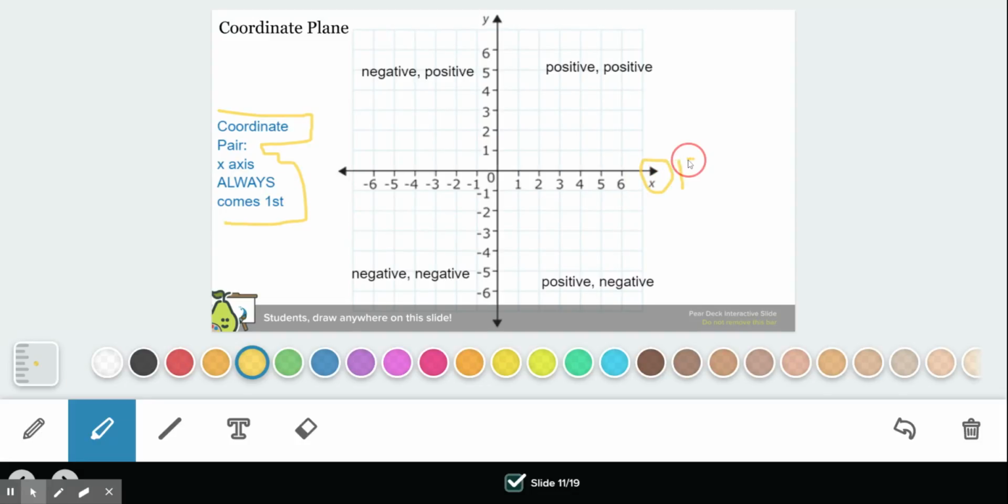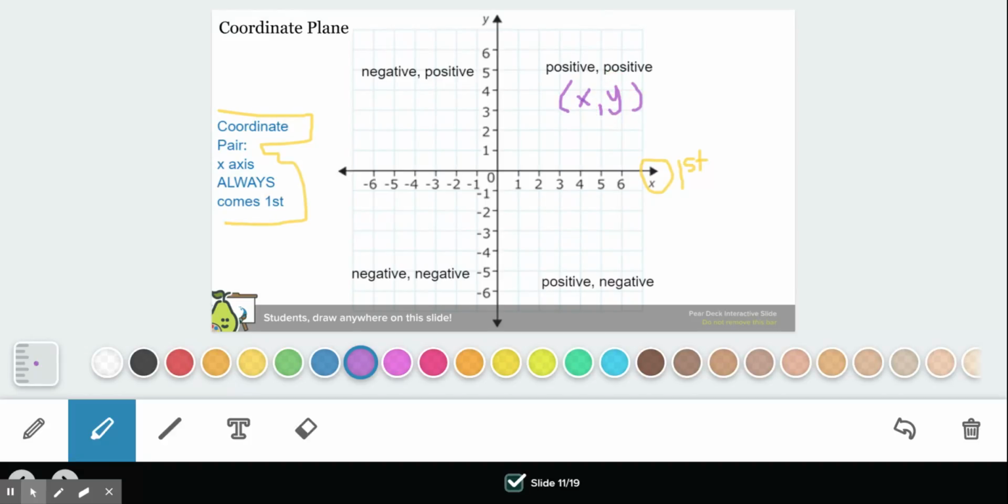The way I remember it is when we think of the ABCs in the alphabet, it goes X, Y, and Z. So we know the x-axis always comes first. And remember, usually we write them inside of parentheses. And we put the X first, comma, Y second.